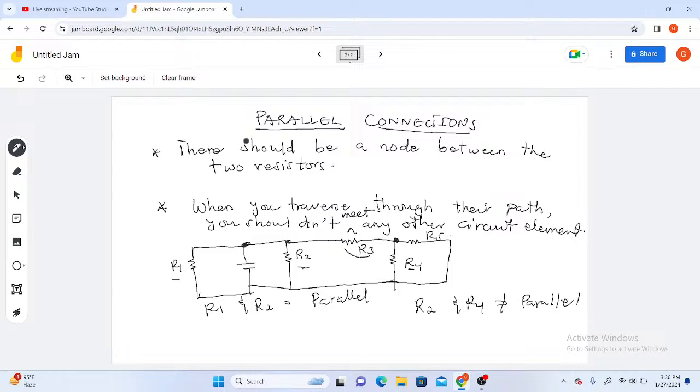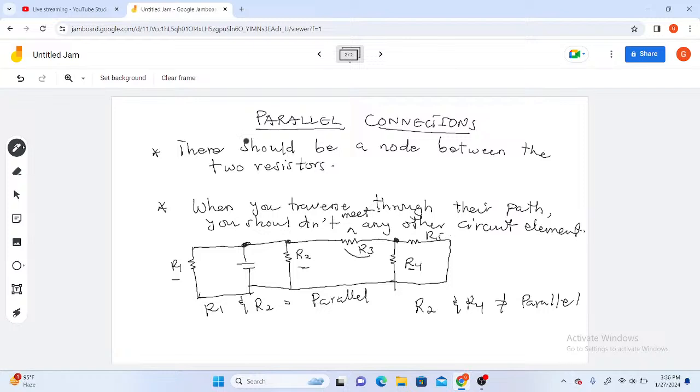So always make sure you ask yourself these two conditions, and they will be in parallel provided the two conditions are satisfied, not even one. That is why in this case, you realize there were two nodes which satisfy the presence of a node between them, but when we traverse through their paths, we met another circuit element, right?